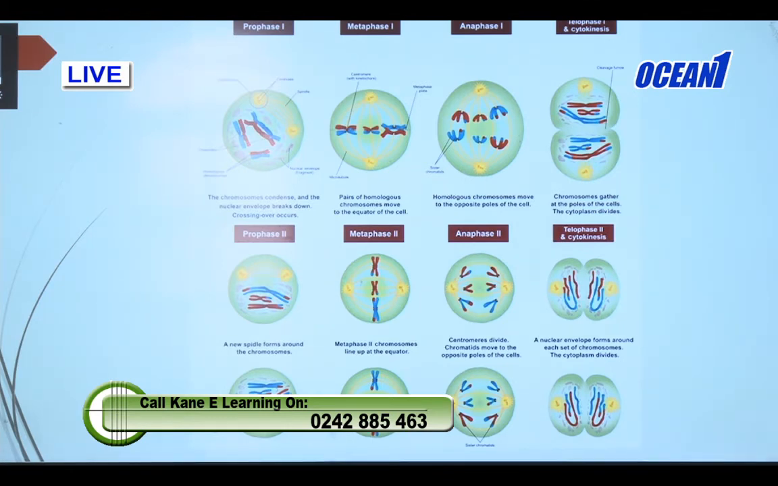Okay, so then from there we move on to anaphase 1 in the diagram that has been projected on the screen. And you can see the homologous chromosomes moving to the opposite poles of the cell. So the spindle fiber has now pulled through the kinetochore.